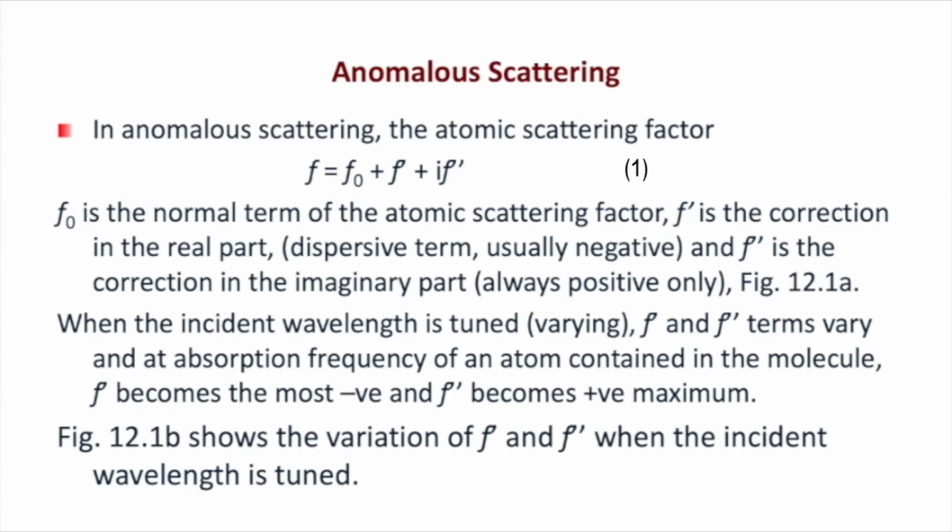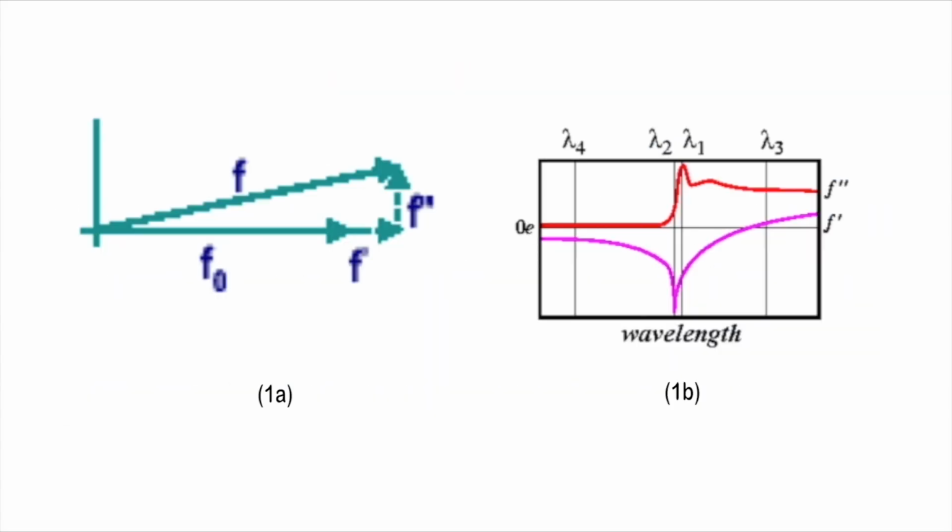Okay. Now, when the incident wavelength is tuned, we can tune the wavelength even to the fourth decimal. Even fourth decimal variation in the wavelength causes measurable differences between F prime and F double prime.